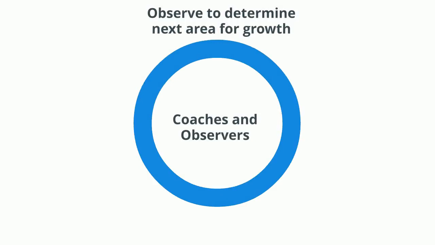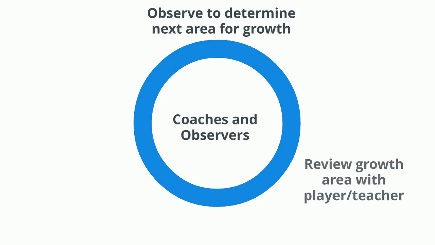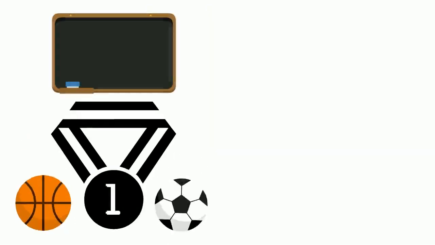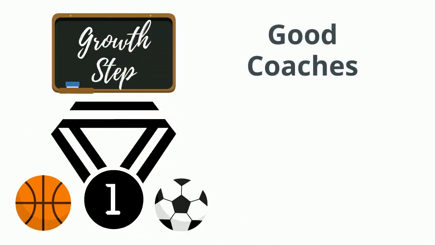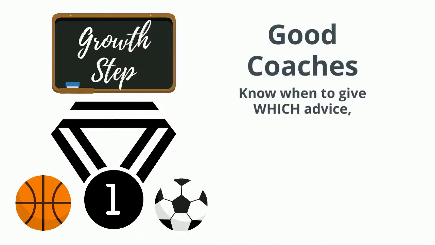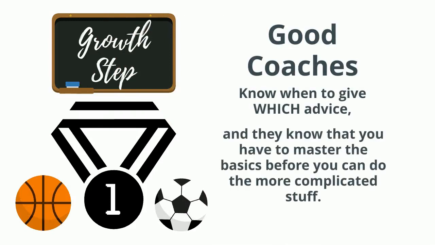First, they observe in order to determine the next area for growth. Then they review that growth area with the player or teacher, and then allow a short practice period before coming back to observe mastery and then determine the next area. So how do we know what growth step a teacher should be on? Well, good coaches know when to give which advice, and they know that you have to master the basics before you can do the more complicated stuff.